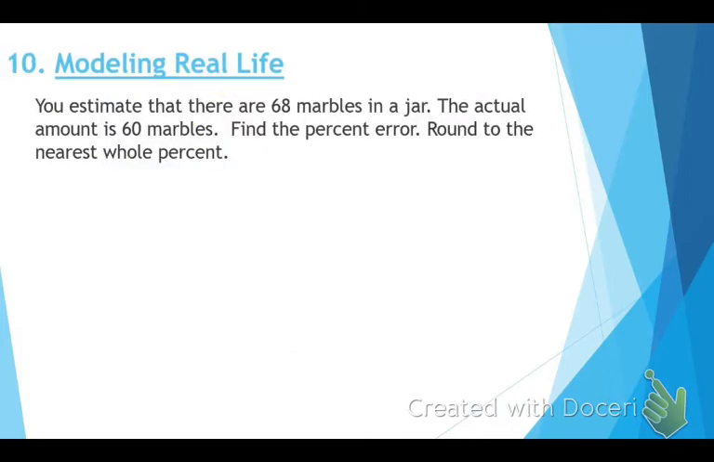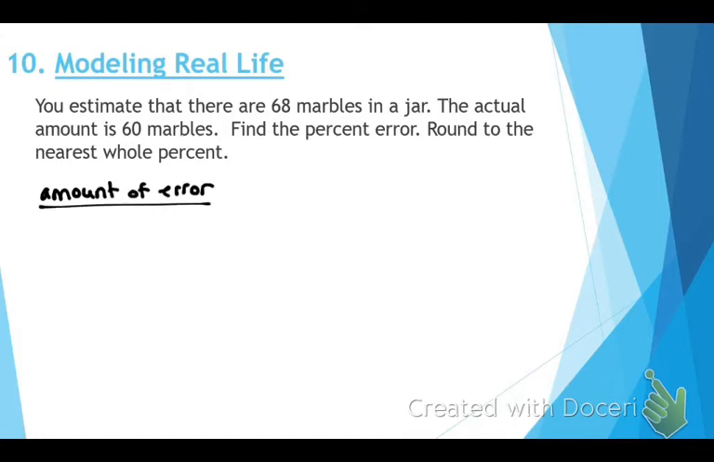Final question today. You estimate that there are 68 marbles in a jar. The actual amount of marbles is 60 marbles. Find the percent error and round to the nearest whole percent. Please go ahead and start off with the percent error formula. Guys, what's the percent error formula? Amount of error over actual number.